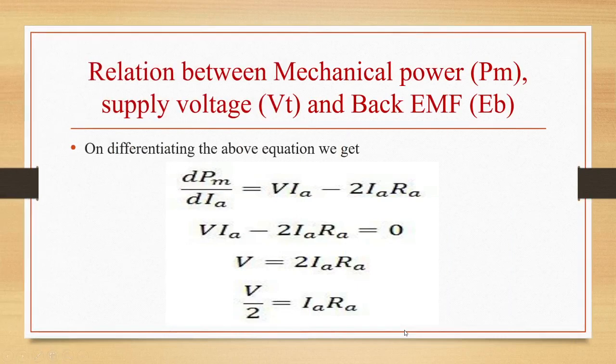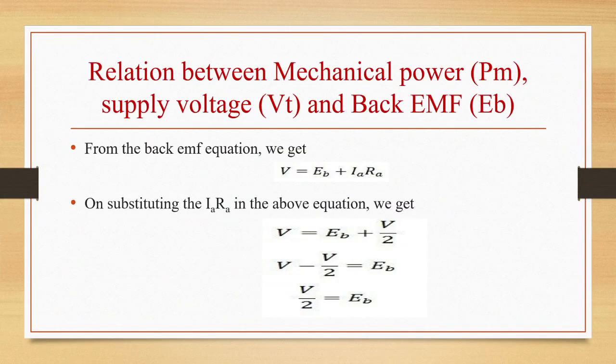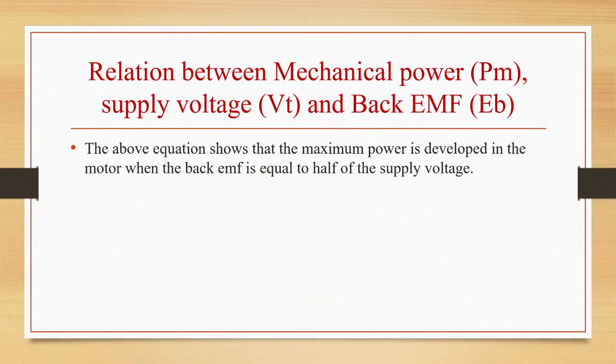Now differentiate this Pm with respect to Ia and equate it to 0. So we get V − 2IaRa = 0, or V = 2IaRa, or IaRa = V/2. Substituting the value of IaRa as V/2 in the equation V = Eb + IaRa, we get Eb = V/2. So what we can say here is that maximum power will be developed in the motor whenever the back EMF is equal to half of the supply voltage.